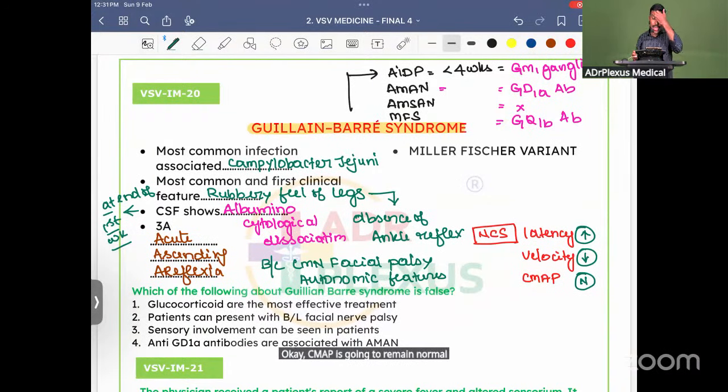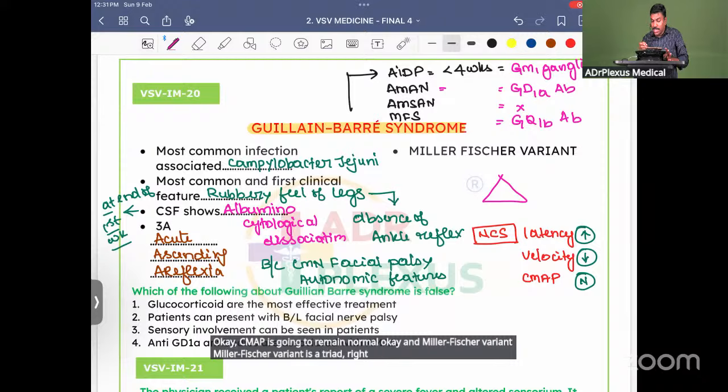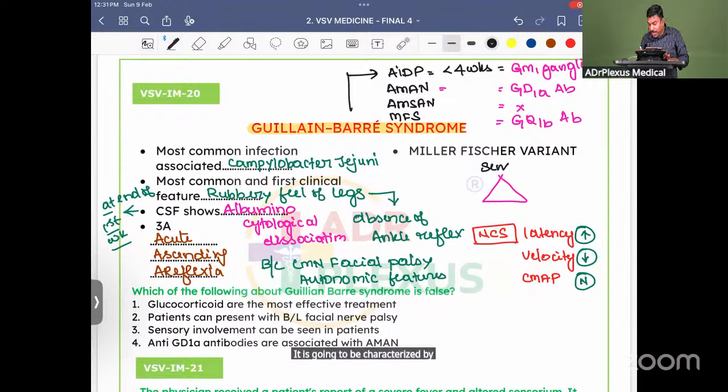Okay, and Miller-Fisher variant. Miller-Fisher variant is a triad, right? What is the triad? It is going to be characterized by sensory ataxia, ophthalmoplegia, and areflexia.